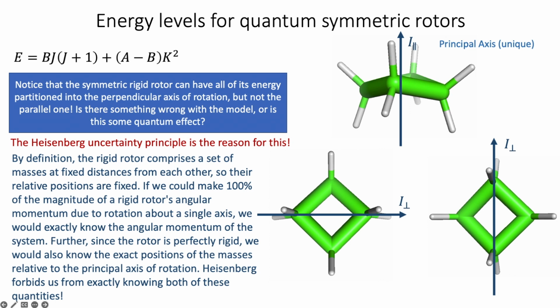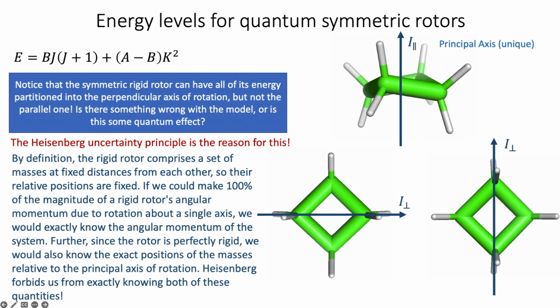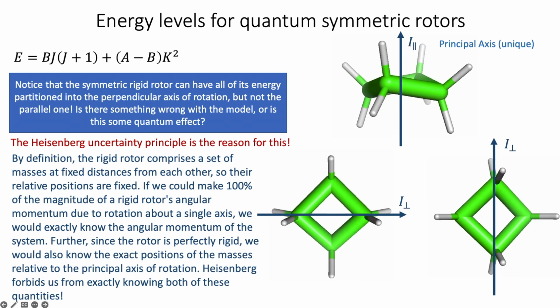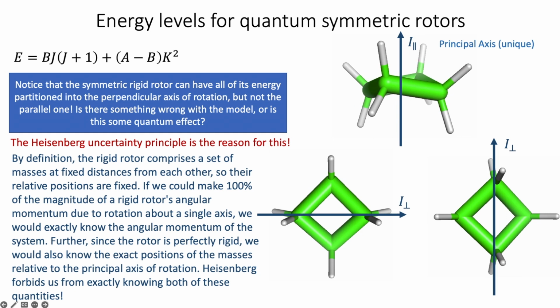So if we could make 100% of the magnitude of the rigid rotor's angular momentum due to rotation about a single axis, a single unique axis here, the principal axis. So we said that, okay, all of the rotational motion happening is along the principal axis, and that accounts for 100% of the magnitude of the angular momentum.